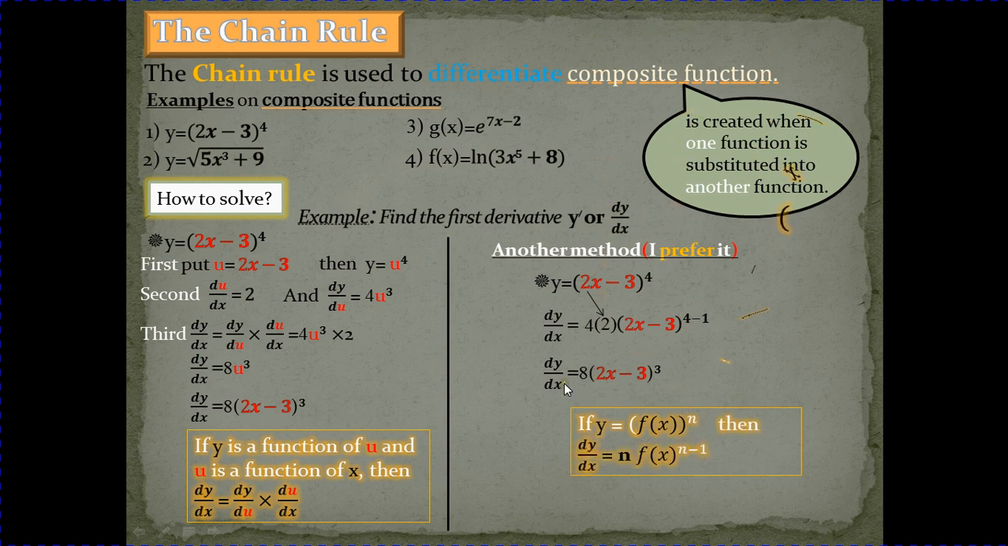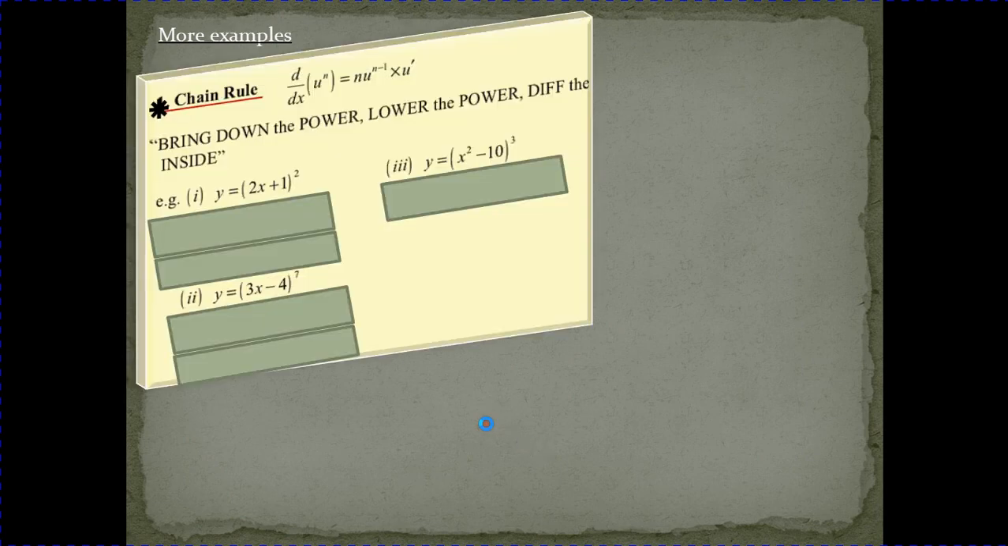If you solve by this method, if y equals f of x power n, then dy by dx will be bring down the power n, and it will be f of x power n minus 1 multiplied by the derivative of the function, f dash of x. Let's take other examples. The next examples are from different books, but let's see how to solve. Chain rule, d by dx of u power n, it will be bring down n, u power n minus 1 multiplied by u dash, or the first derivative of u. Bring down the power, the first step.